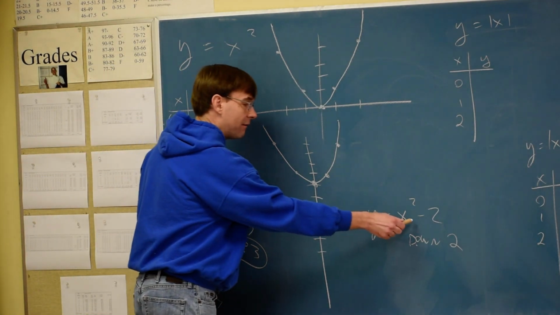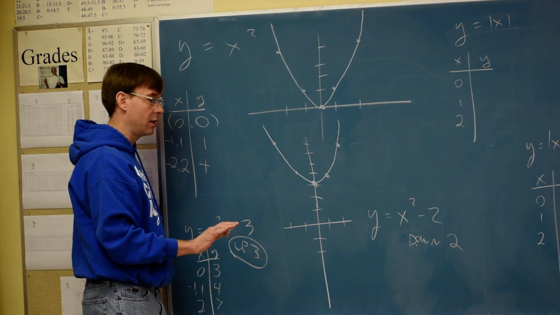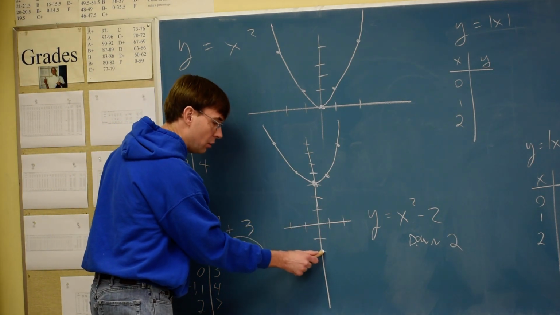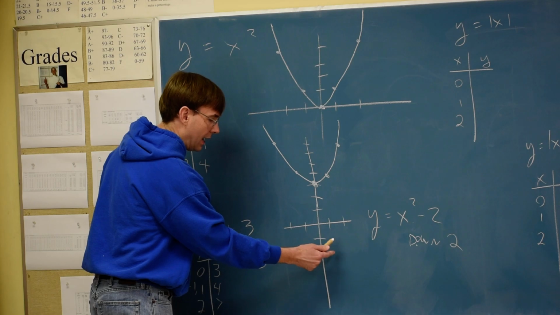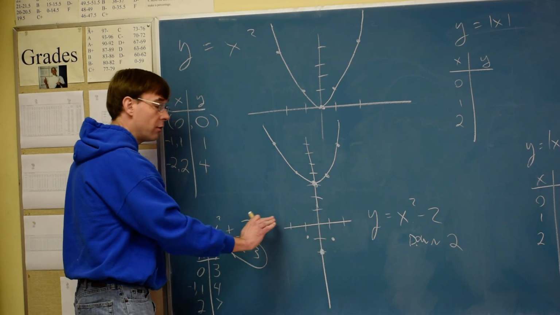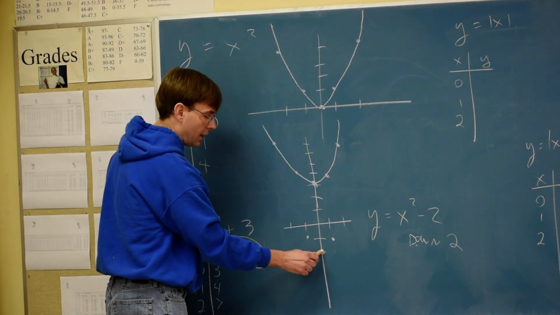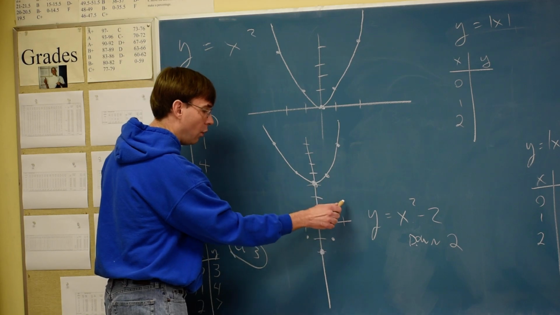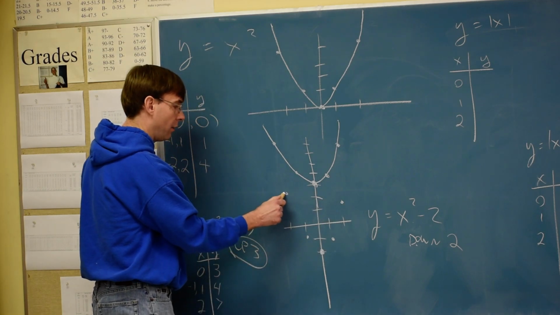So if I wanted to graph this, tables are done. I'm not going to do another x squared table anytime soon. I would just go down 2 to do the vertex. I'd go over 1s to go up 1, both on the left and the right to create symmetry. And I would go over 2 to go up 4, both on the left and on the right.